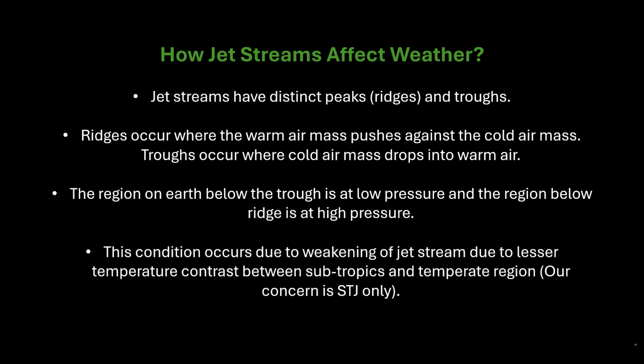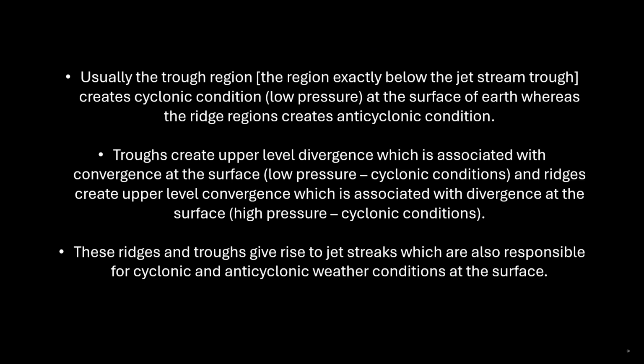Our concern is STJ only. Usually the trough region, the region exactly below the jet stream trough, creates cyclonic condition, low pressure, at the surface of Earth, whereas the ridge region creates anticyclonic condition. Troughs create upper-level divergence which is associated with convergence at the surface, low pressure, cyclonic conditions, and ridges create upper-level convergence which is associated with divergence at the surface, high pressure, anticyclonic conditions.